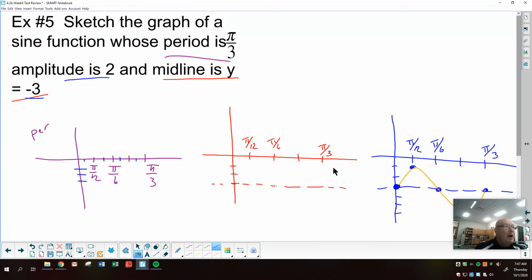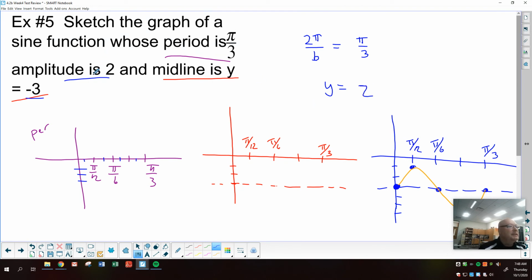And if I really wanted to write an equation of this, I could. The tricky part is coming up with that b. So 2 pi divided by b gives me my period, and my period is pi over 3. So if I wanted to calculate that, y equals amplitude, -3, I'm sorry, 2. Oh, my amplitude is 2.